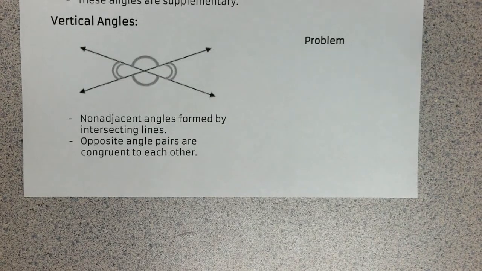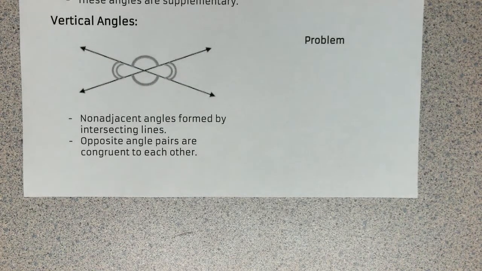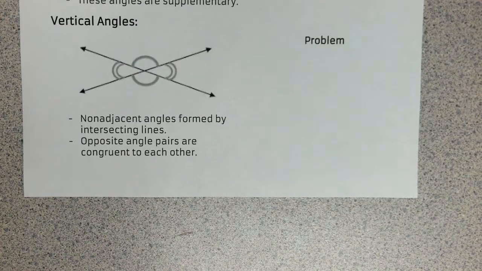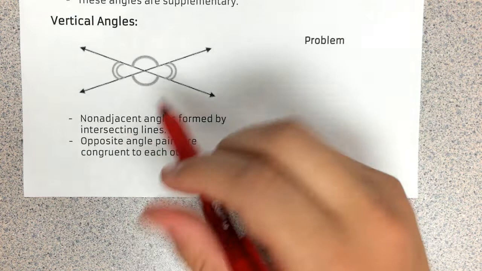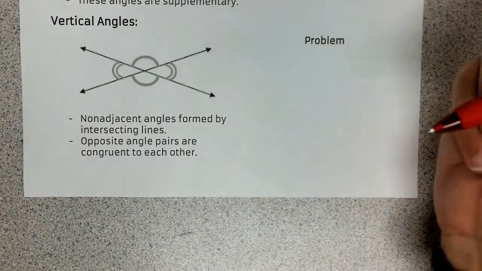In this video, we're going to talk about vertical angles, and we are actually going to draw a problem for us to solve. Now, vertical angles are non-adjacent angles formed by intersecting lines. So what we mean by non-adjacent is that they're not next to each other.